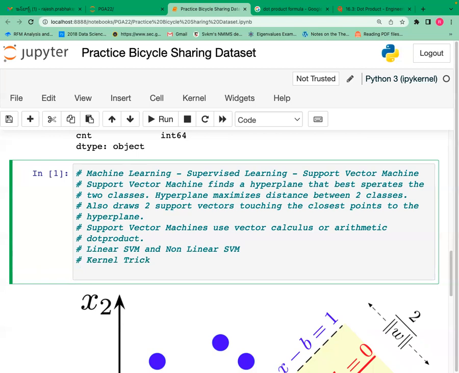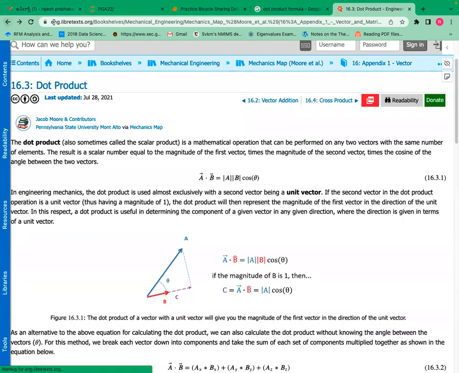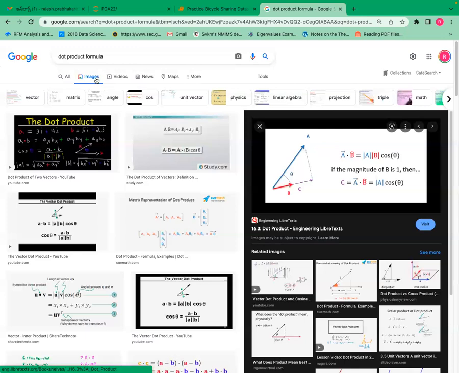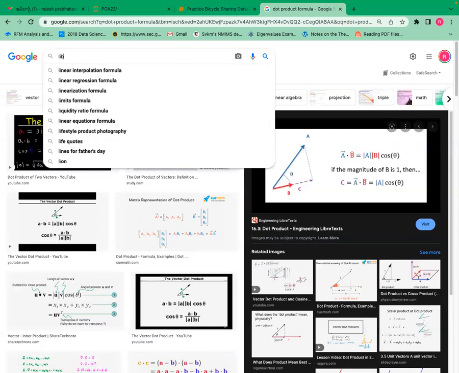because when your data is clearly separable, then there is no problem. When it is non-linear, non-linear means overlapping data points are there. So let me show you what this non-linear looks like. So linear data versus non-linear data.